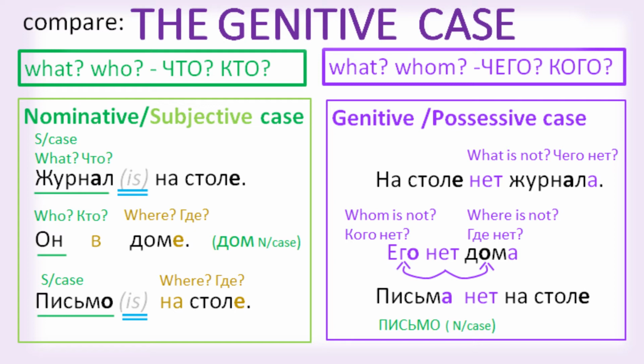The letter is on the table. Письмо на столе. There is no letter on the table. Письма нет на столе. What is not? Чего нет? Письма. Письма is the genitive case of письмо. На столе is in the prepositional location case because there is the preposition на.